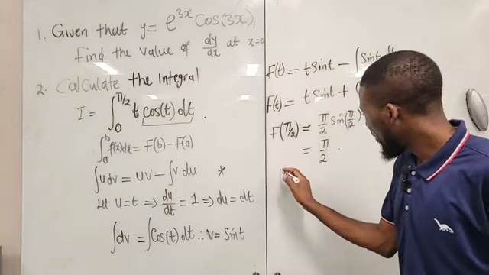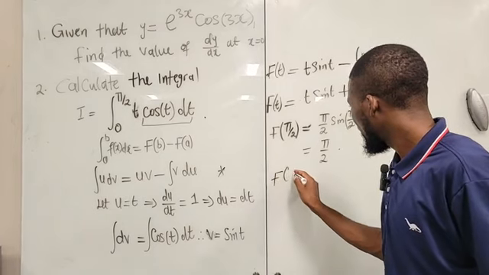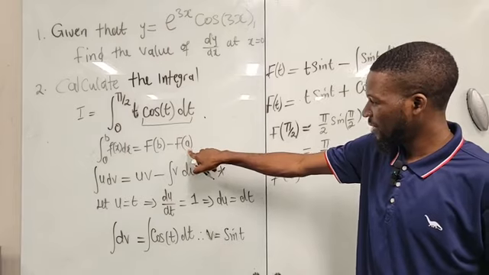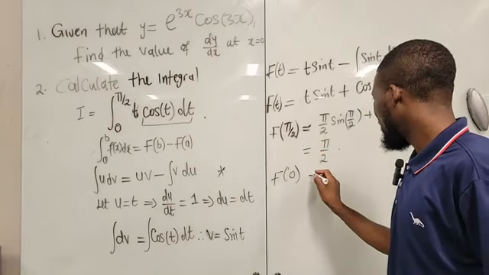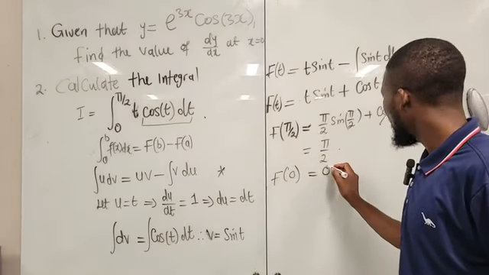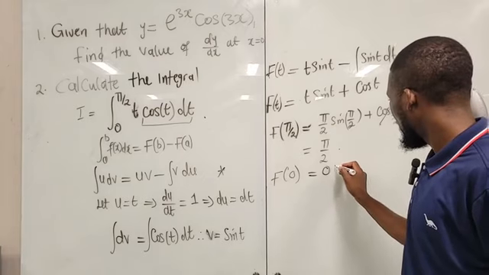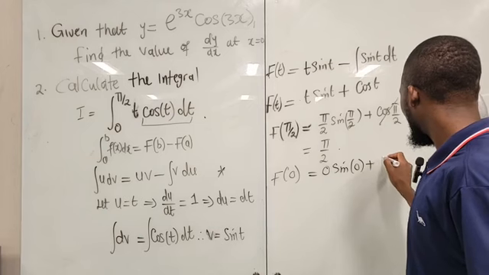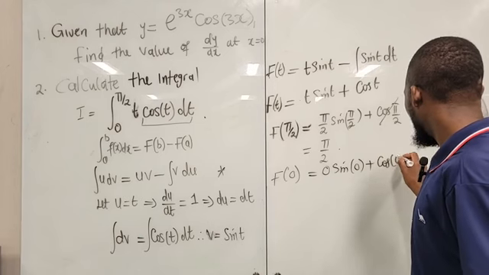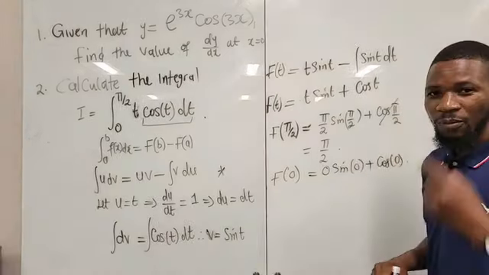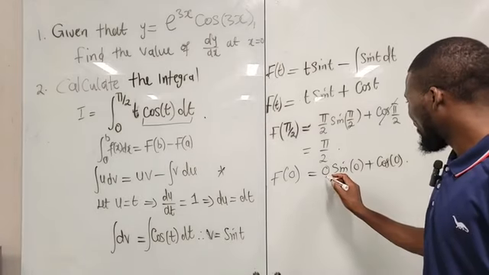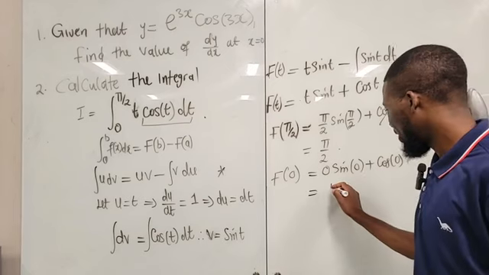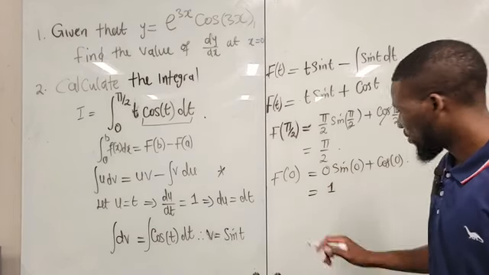Now we have F at 0, that is the lower limit. So F at 0 is equal to 0 multiplied by sine 0, then plus cosine 0. Now what is this? This is 0 and this is 1, so that is 1.